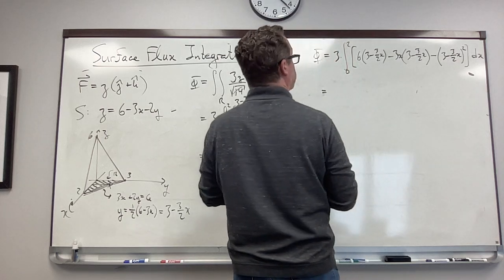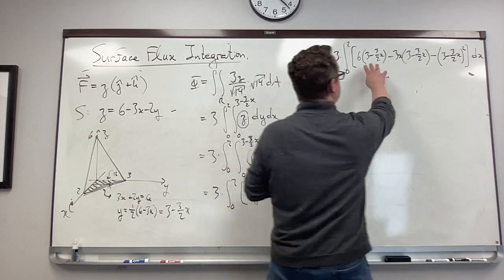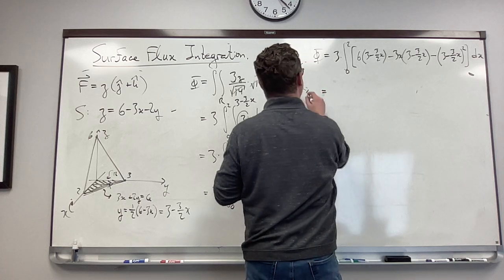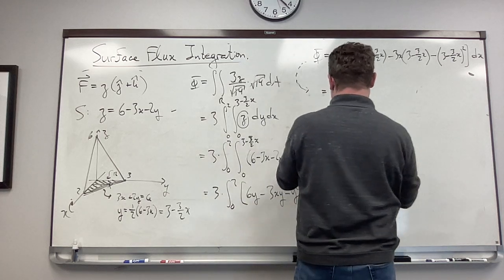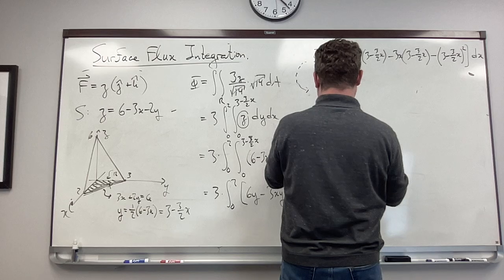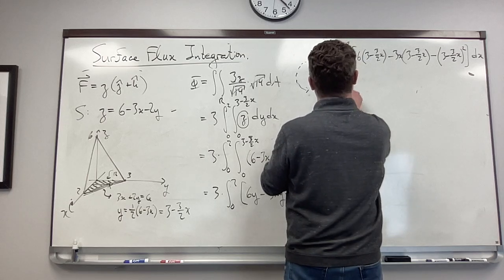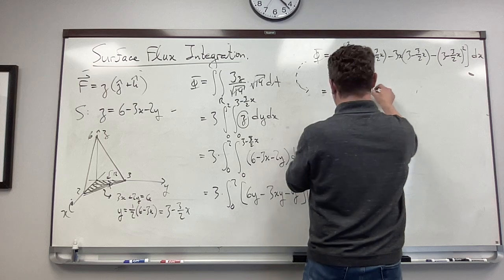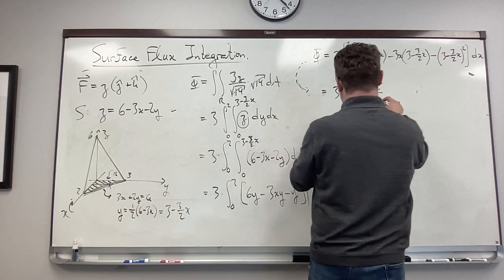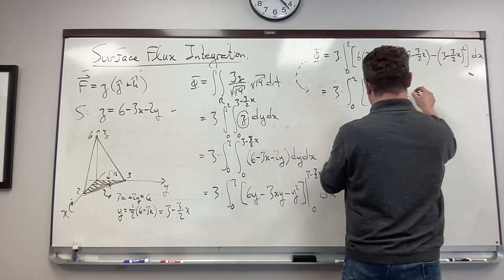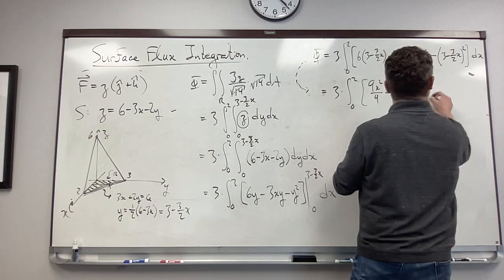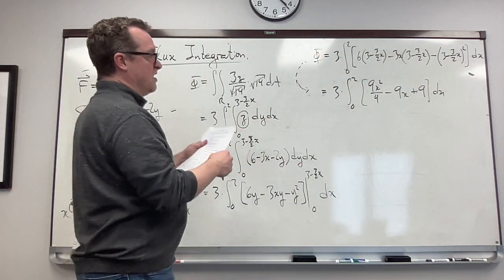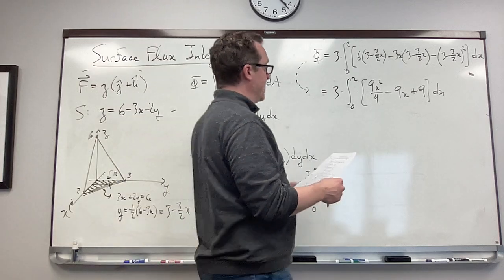Now, just for the sake of keeping this moving, I think you can handle this polynomial extraction. If I do a little bit of magic here, this simplifies down into a polynomial: 3, 0 to 2, 9x squared over 4 minus 9x plus 9. When we work all that out and simplify it down, this is what we're going to end up with. You can do that part.